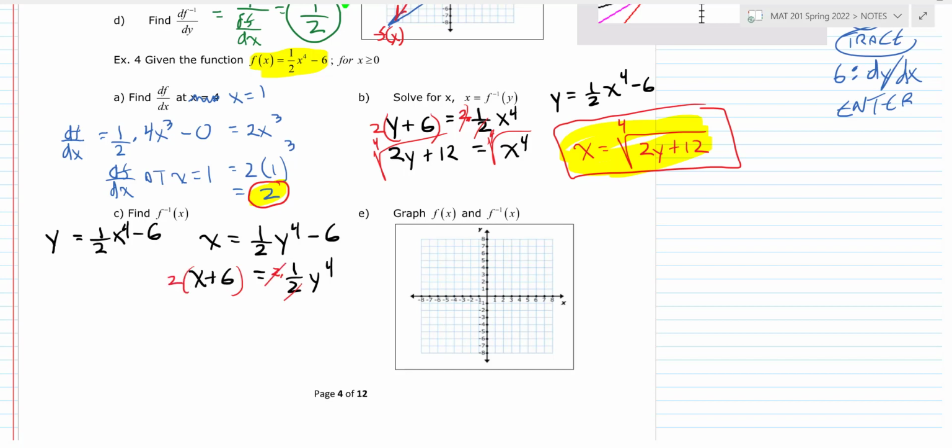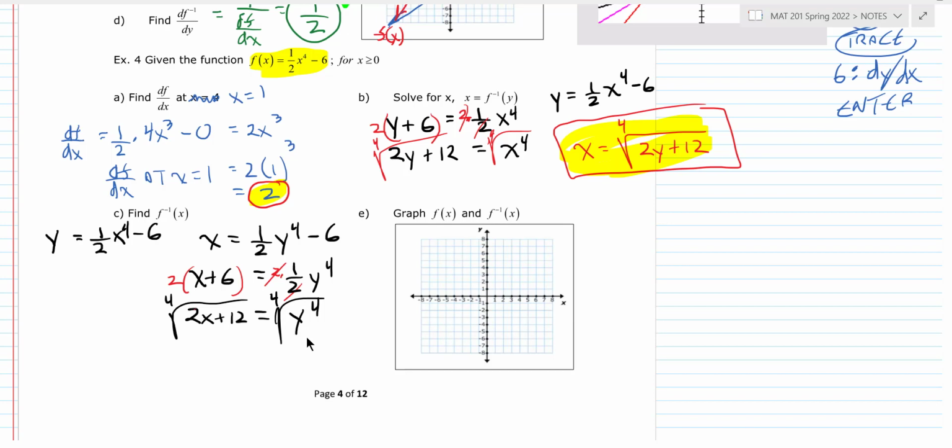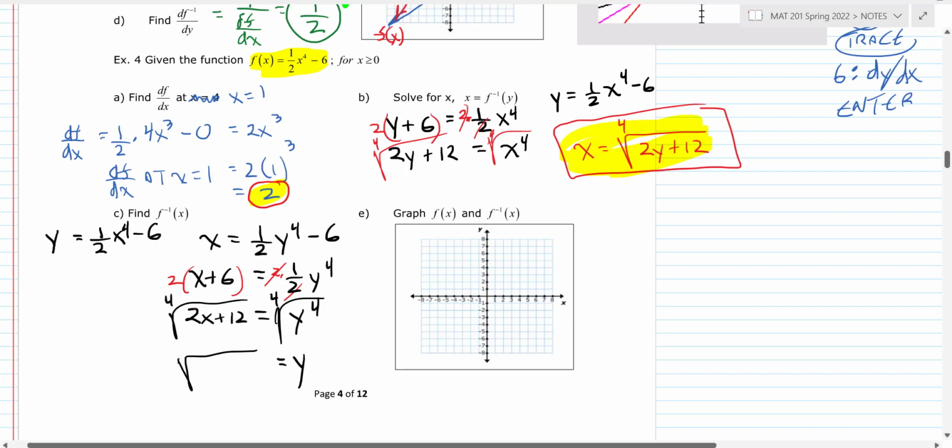Then I'm going to multiply both sides by 2 to get rid of this fraction. That's going to leave me again with 2x plus 12, so that's going to be equal to y to the 4th. Then I can take the 4th root of both sides, and that will give me my inverse function. So I get y is equal to the 4th root of 2x plus 12. Okay, so that would be what my inverse function is on part C.